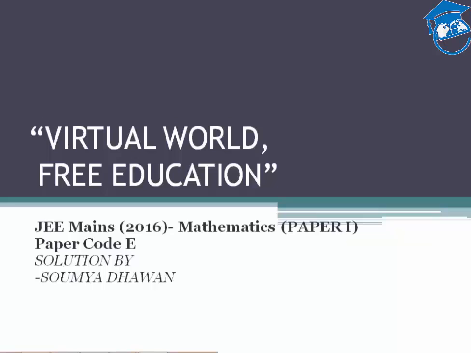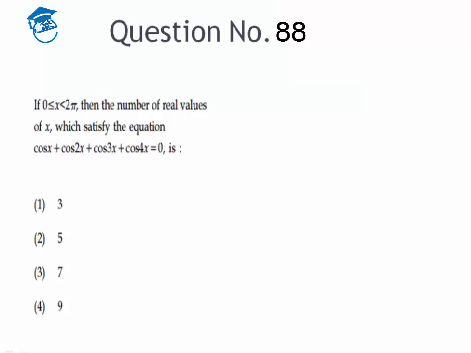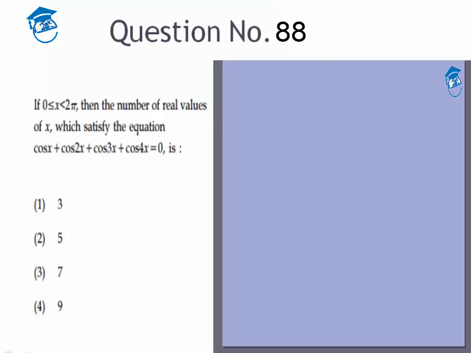In this video, we'll discuss solutions to Part C, that is Mathematics, for the 2016 JEE Mains paper. We will be following the test booklet code E. The next question is quite a standard trigonometric question.